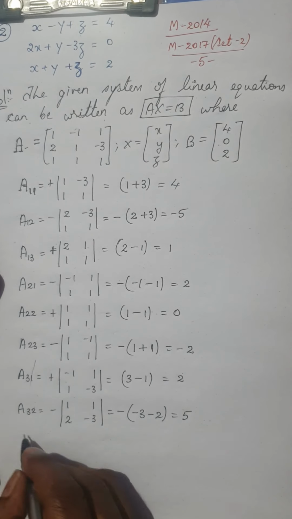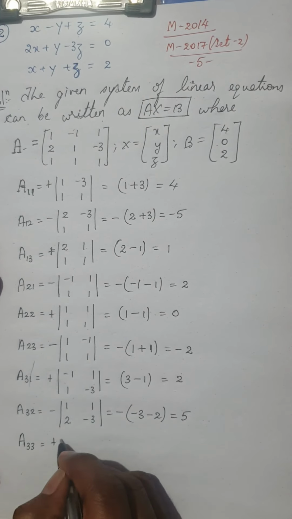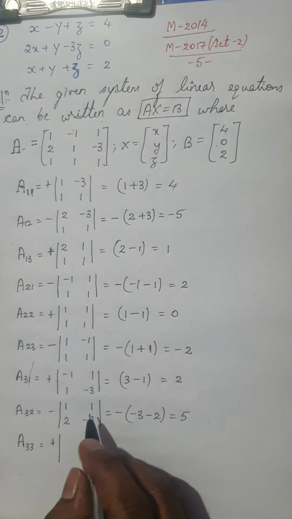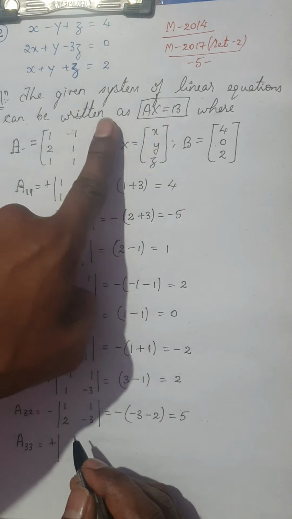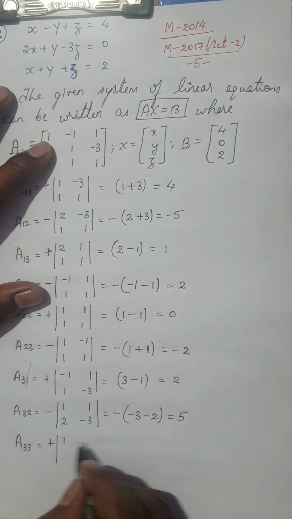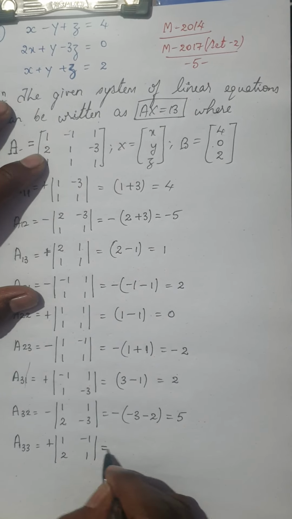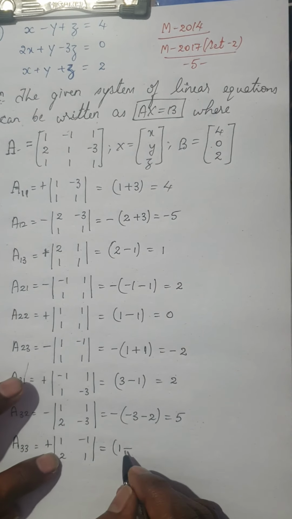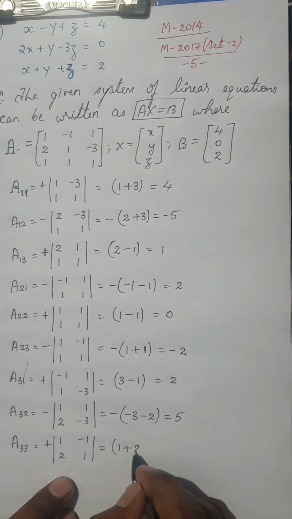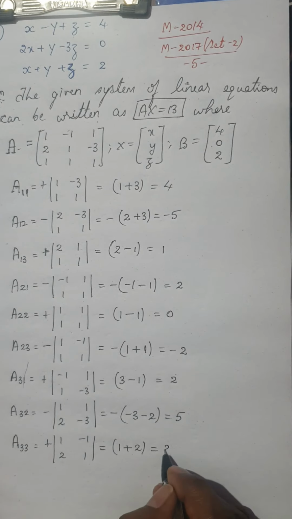Okay, finally the last element, A33 is, sign will be plus. Okay, now last element, so take away the third row and the third column. I am left over with 1 minus 1, 2 and 1. So this is nothing but, outside is plus, don't worry. 1 into 1 is 1, minus 2 into minus 1 is minus 2. So this becomes plus 2. So what is 1 plus 2? That is nothing but 3.